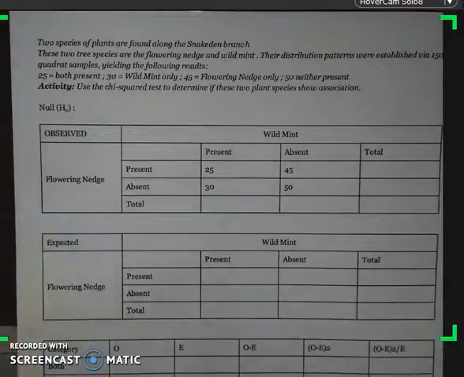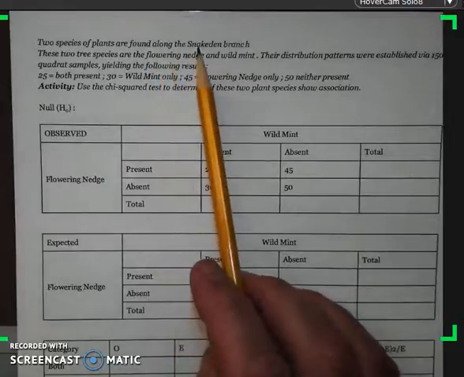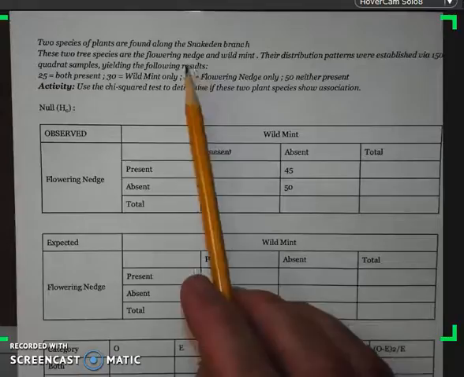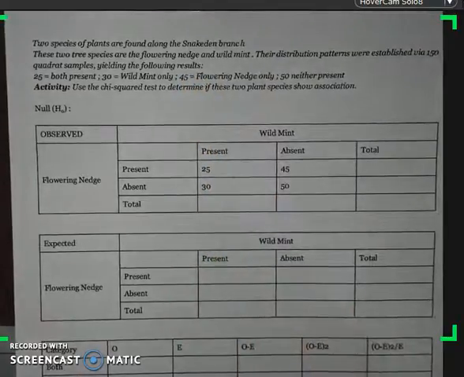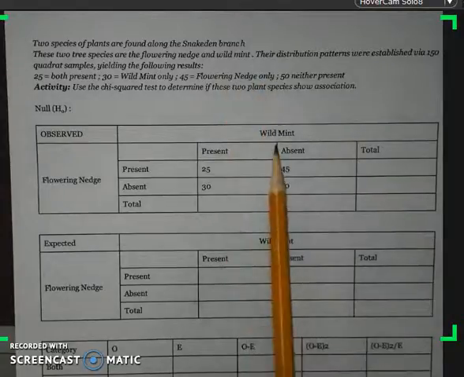Okay, so we're going to do another quick review here on the chi-square. In this case, we're looking at two plants that I found along the Snake Den Branch. The two plants are a flowering nedge and a wild mint. And we looked at 150 different quadrat samples, and these are the results that we found.